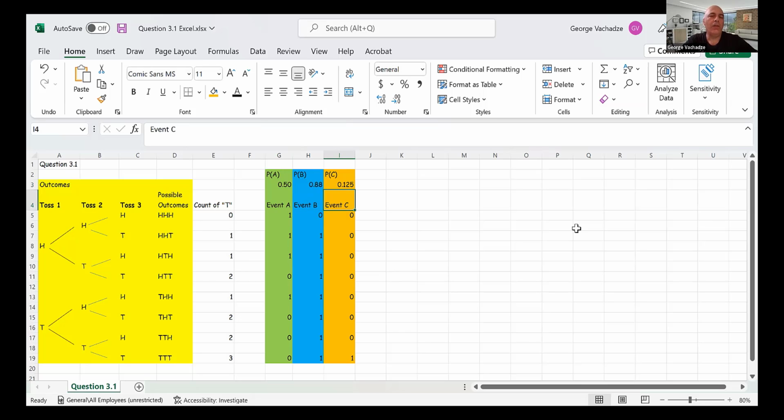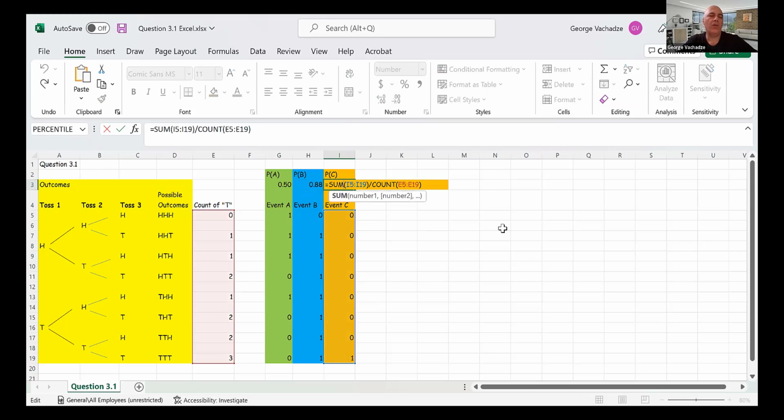For the occurrence of event C, we again need to count how many times event C occurs, and event C occurs only once. So we divide 1 by 8, and we get 13%. So the probability of event C occurring is 13%.